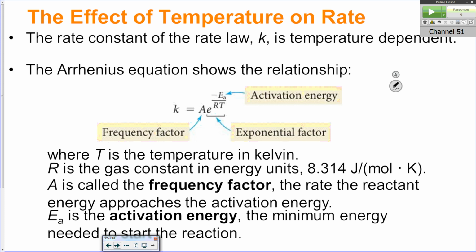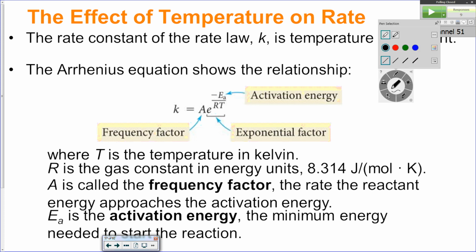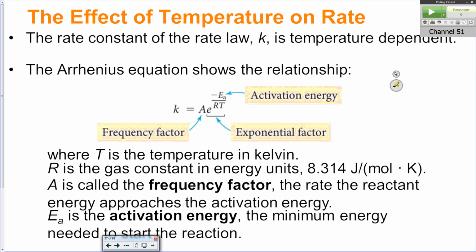Okay, so the next effect we look at, we talked about all of this earlier portion of the chapter, things that can change the rate of reaction. This was the effect of concentration that we spent most of Wednesday talking about. Now we want to look at the effect of temperature. So when we look at the rate constant k that's in our rate law, that k value is temperature dependent. And the relationship of rate to temperature is called the Arrhenius equation.